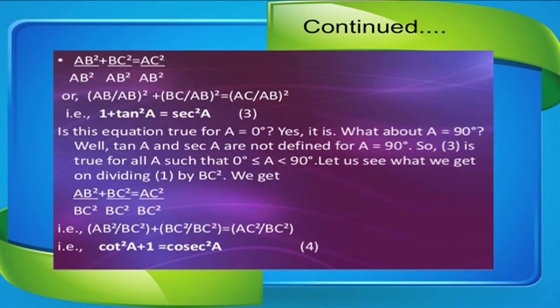Let us see what we get on dividing equation 1 by BC square. We get AB square upon BC square plus BC square upon BC square is equal to AC square upon BC square. That is, AB upon BC gives us cot A, BC upon BC gives us 1, and AC upon BC gives us the ratio cosec A. So we have the identity cot square A plus 1 is equal to cosec square A.